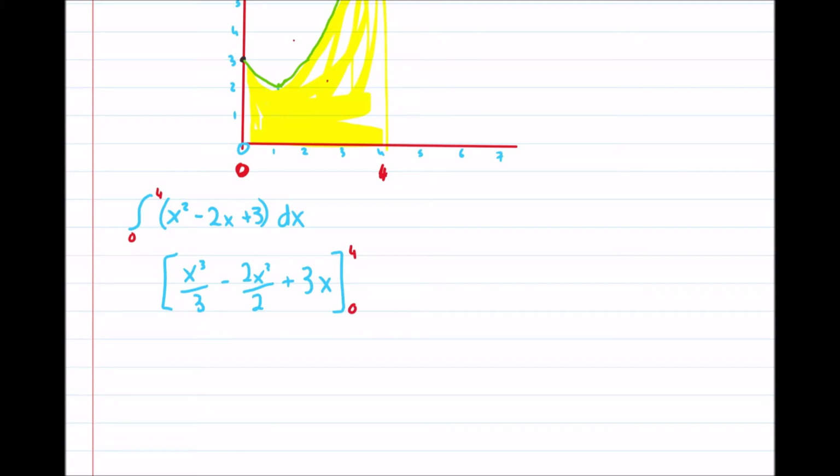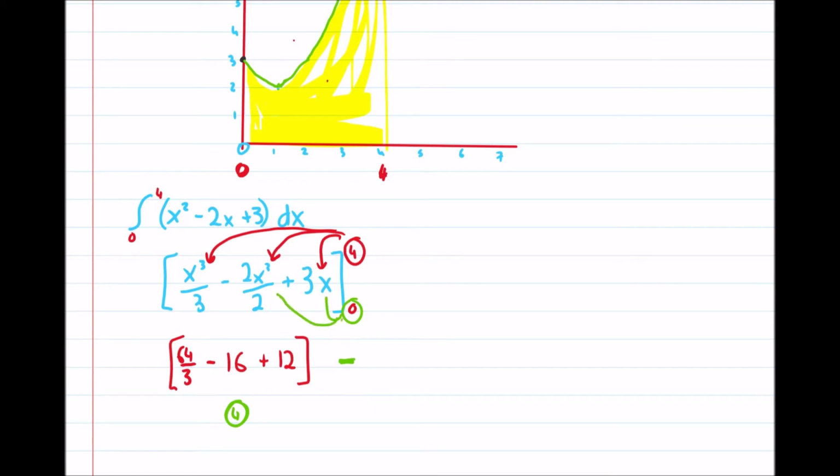What I do now is put 4 in for x and get an answer. That would be 64 over 3 minus 32 over 2, which is 16, plus 12. So that's that bit done when I put 4 in. Now I'm going to take away the answer I get when I put 0 in for the x's.